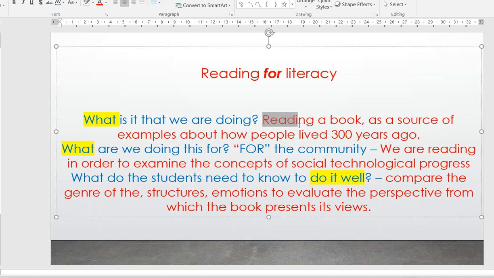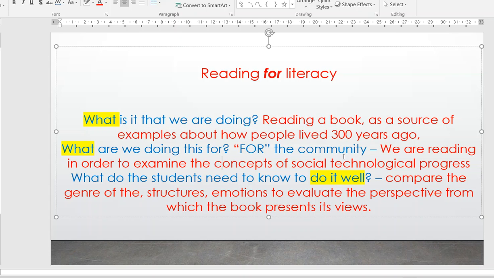So to summarize, what is it that we are doing? We are reading a book as a source of examples, for example, about how people lived 300 years ago. Books sometimes are about pleasure, sometimes they are sources of factual information, right? So we're reading a book as a source, because this is a tool that people use in order to communicate factual information. So here, it is a book as a source of examples of how people lived 300 years ago.